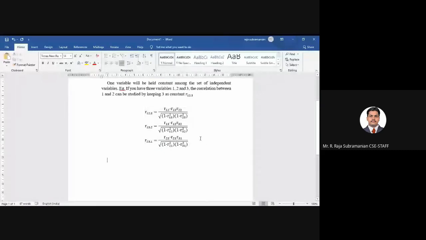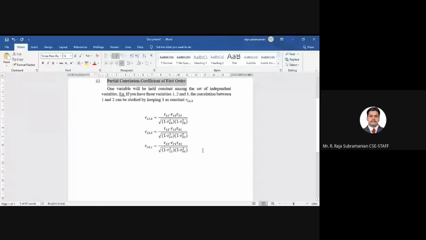Right? This is good, right? Yes, this is good. Yes, sir. Yes. Now I go for the next, that is partial correlation coefficient of second order. So what will be in the second order? Two variables will be held constant among the set of independent variables.